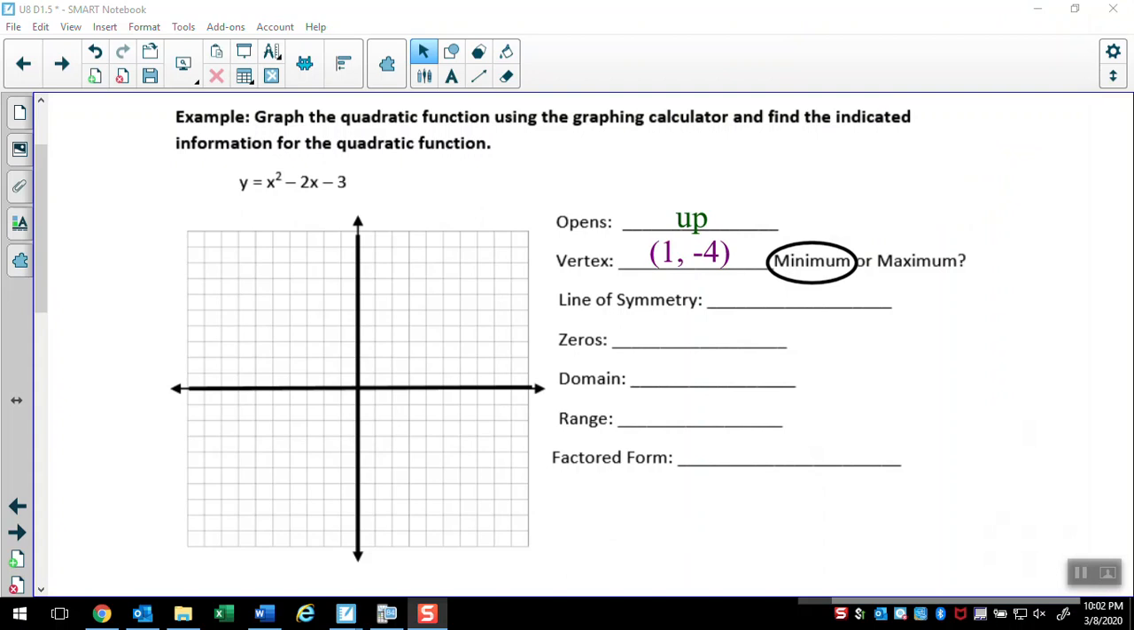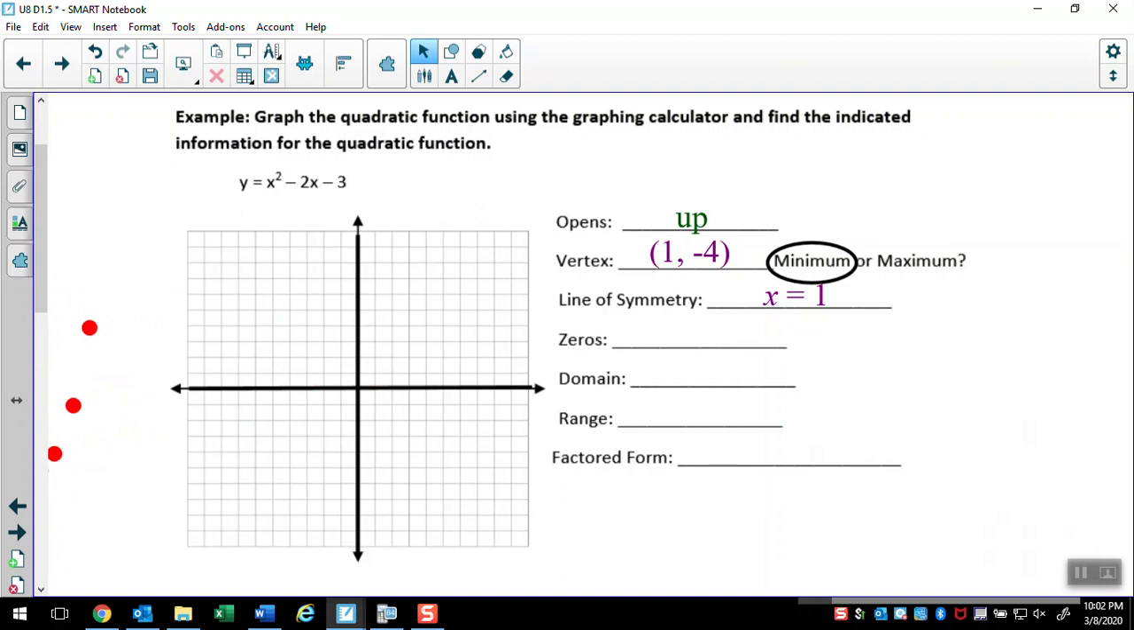Okay, so our line of symmetry, if we remember, is based off of the x value of our vertex. So my line of symmetry is going to be x equals 1. All right, so now let's go ahead and start graphing. So we have our vertex at 1, negative 4. Whoops. I did not mean to graph those all in there yet. All right, so hold on. We'll come back to that in just a minute.